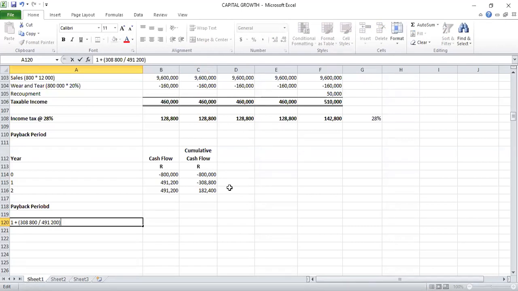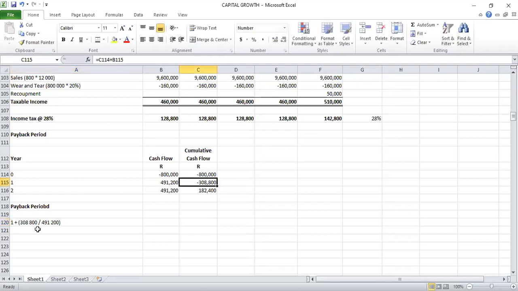So the 1, you take the year that it was negative for the last time, which was year 1. Then the 308,800 is the last cumulative cash flow to be negative. Then our 491,200 is the cash flow for the year when the cumulative cash flow became positive. All right, so that will give us 1 point what? Can you just give me to 4 decimal places?